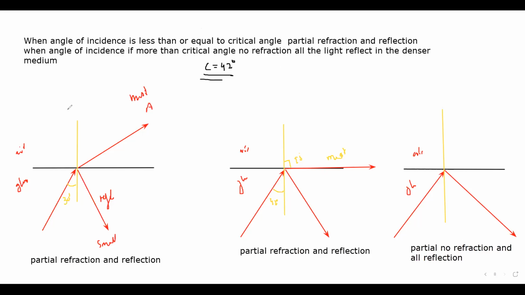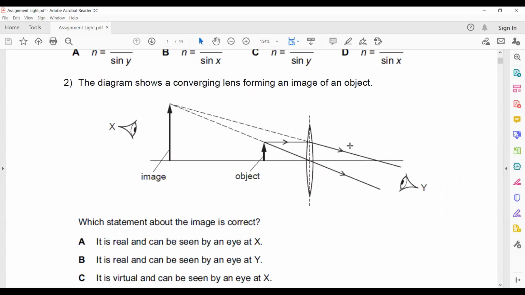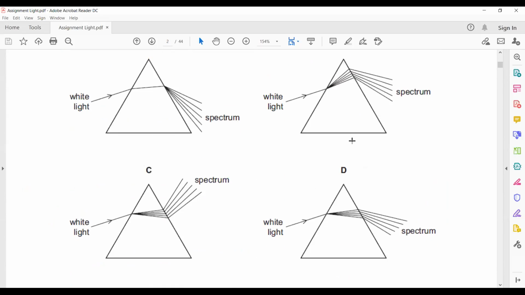So if the value of the angle of incidence is smaller than the critical angle, partial reflection and refraction occur. Equal to the critical angle, partial reflection and refraction. If it is more than critical, then there is no refraction. All of the light is reflected back in the same dense medium. Some questions now related to total internal reflection and refraction.